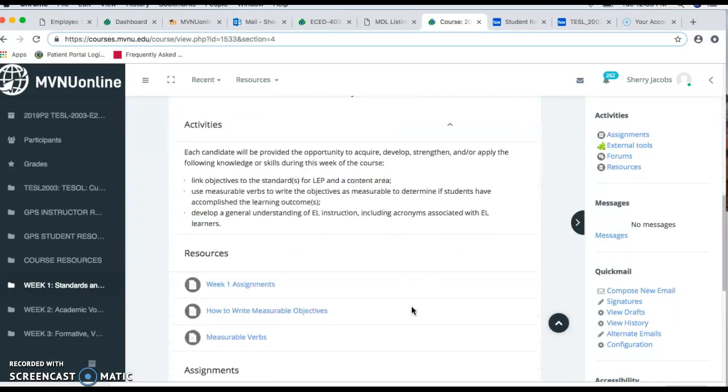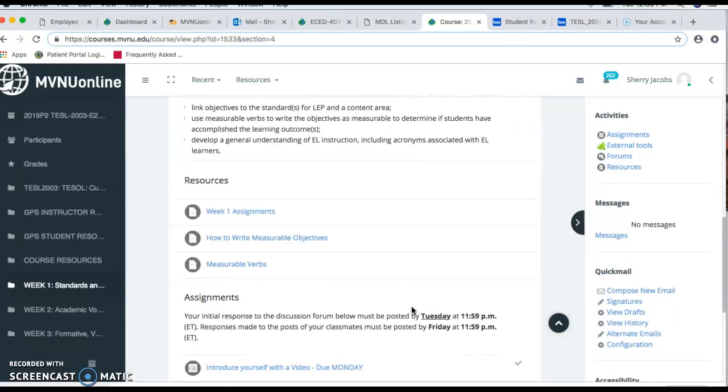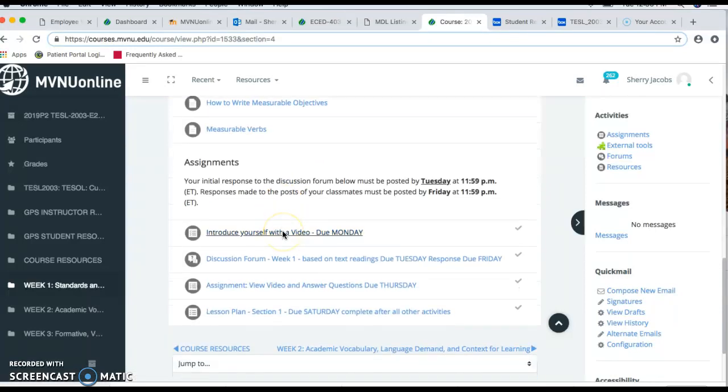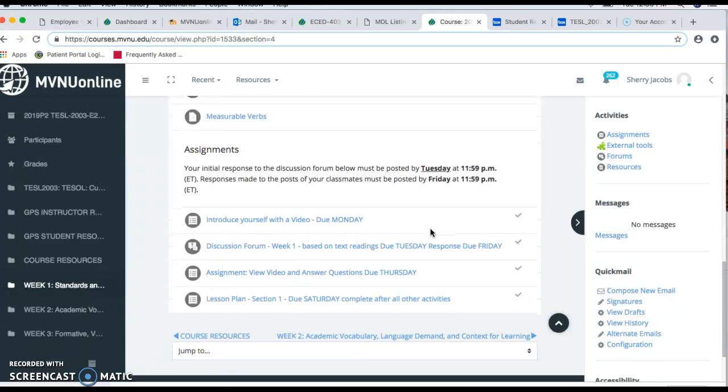Click on the week 1. You'll find what our measurable objectives or learning outcomes are. There'll be a link for week 1 assignments. Again, this matches with the syllabus as well as the assignments at a glance. And then you'll get information on how to write measurable objectives and what are measurable verbs, because you'll be using that in the week 1 lesson plan portion for standards and measurable objectives.